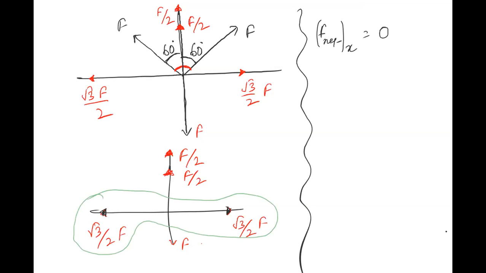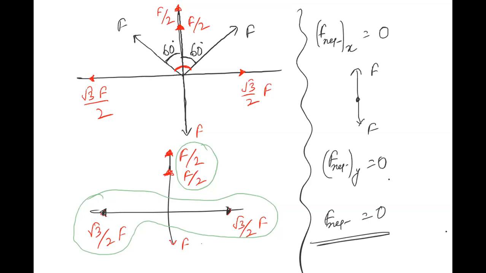And what about the y direction? It would be 0 also, because this f/2 and f/2 are in the same direction. So these two will add up to become f, and this will be f in the opposite direction. So f net along the y axis is also 0. This means that the whole force will be equal to 0, or not? Yes, sir. This is the other way of thinking about the same problem.